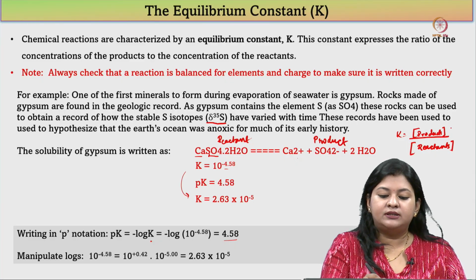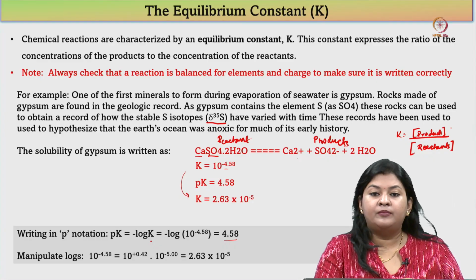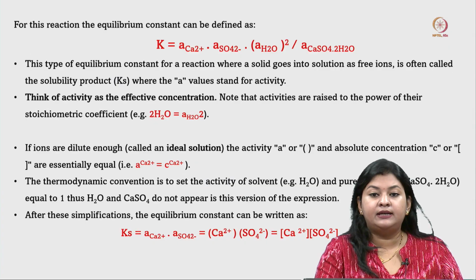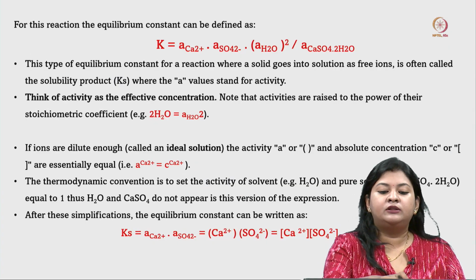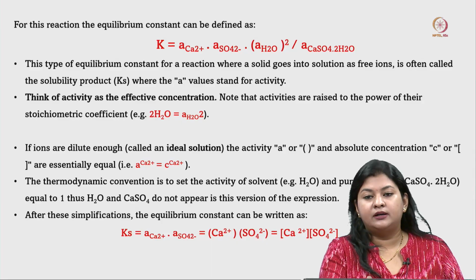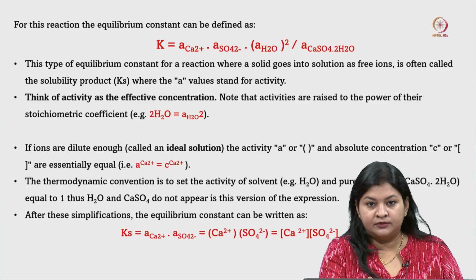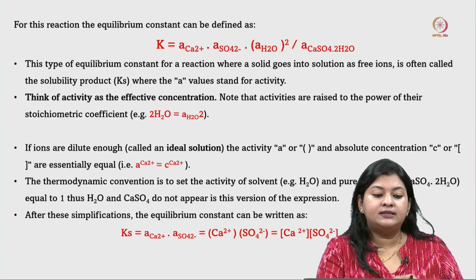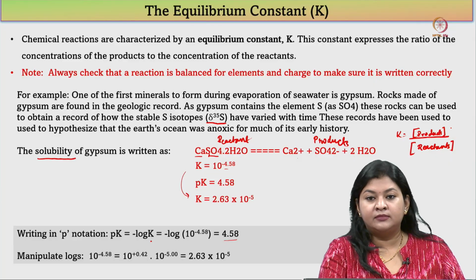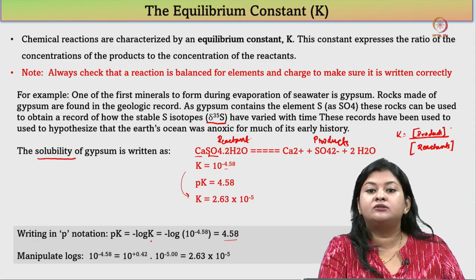Okay. So, this is our reactant and this is our products. So, when we are going to write the K term, we are having all the product terms divided by the reactant term. Now, what kind of equation is this? It is a solubility equation, right, gypsum is dissolving in water.